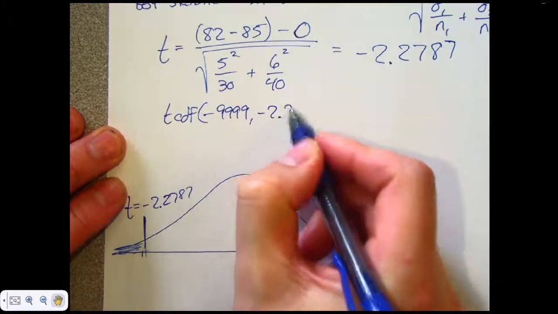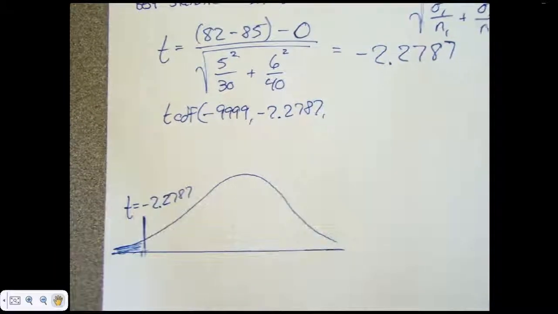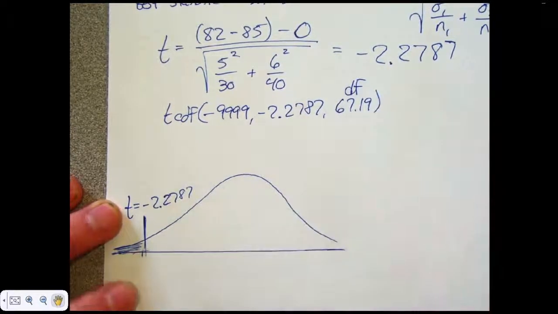comma that number, and you actually need another number, which is actually another reason not to use draw, because draw doesn't give you this number. What else do I need at the end of that? I need degrees of freedom, which is what? 67.19. So if you did draw, it actually doesn't tell you that. So that's another con for draw.